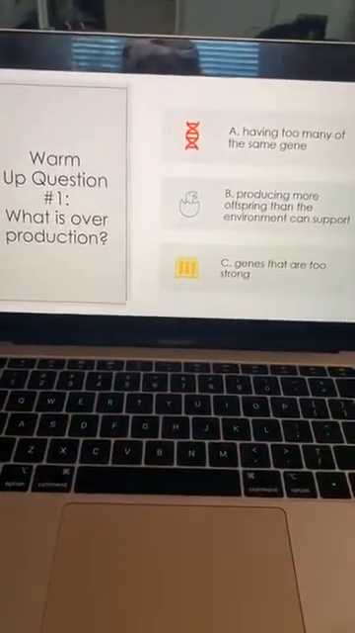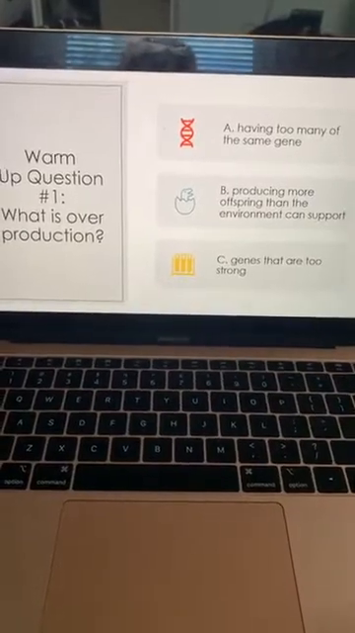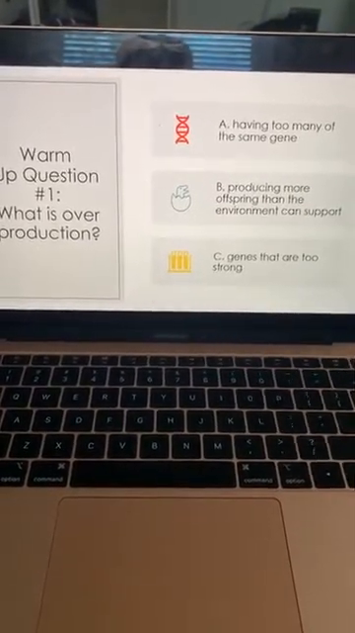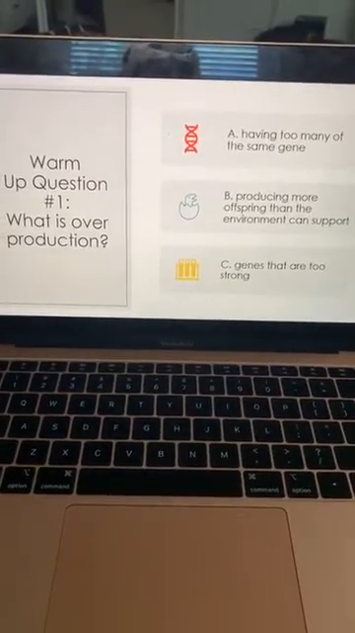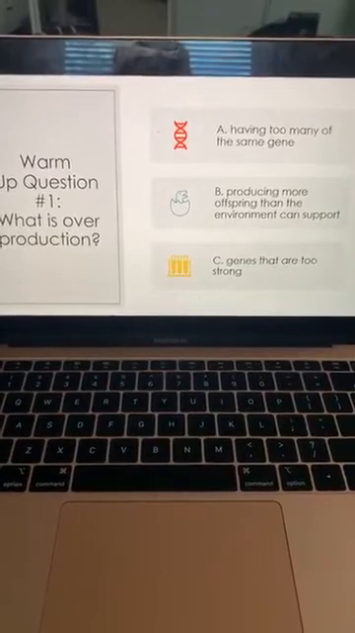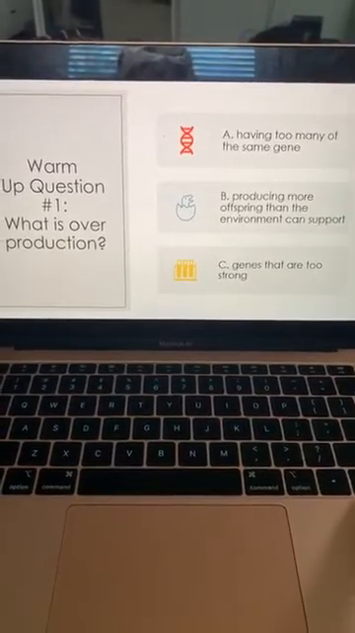I got 6 answers so far. 7 answers. What is overproduction? A, having too many of the same gene. B, producing more offspring than the environment can support. Or C, genes that are too strong. Giving y'all 30 more seconds and I'm moving on to warm-up question 2. I have 7 people who put B. Great job so far.